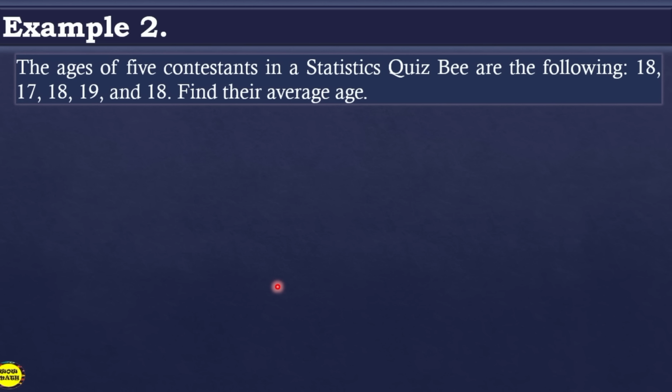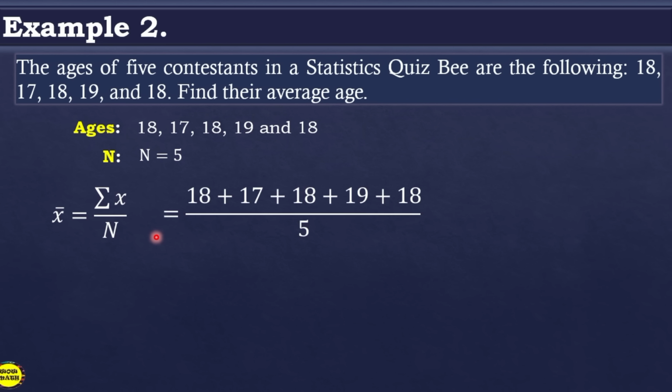Another example, the ages of 5 contestants in a statistics quiz bee are the following: 18, 17, 18, 19, and 18. So, find the average age. Ganun din ang gagawin natin. Kailangan natin kunin muna yung mga given sa problem natin. Yung given natin is the ages of 5 contestants, so yung n natin is 5. Okay? After that, substitute sa formula.